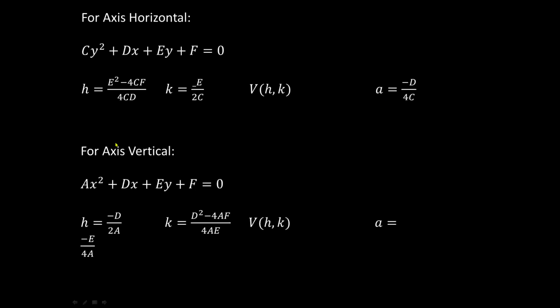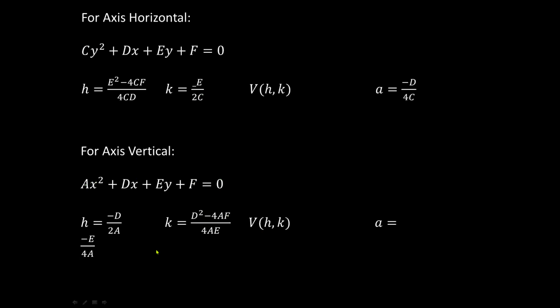Okay. Apply natin. For axis vertical naman, ito yung mga formula na kakailanganin natin. H is equals to negative B over 4A, at K is equals to negative E over 4A. A is equals to negative D over 2A. K is equals to D square minus 4AF all over 4AE. And ang vertex natin, H and K. Iba ang formula sa axis horizontal ng general form ng equation ng parabola natin. Ng general equation ng parabola natin kapag axis vertical, ito yung mga formula na ginagamit natin kapag hinahanap ang H, ang K at ang A at ang vertex ng parabola. So i-apply natin yan ngayon.